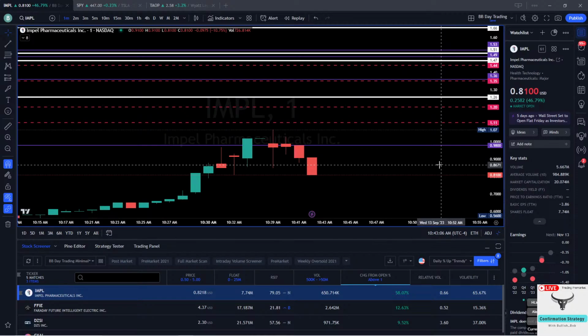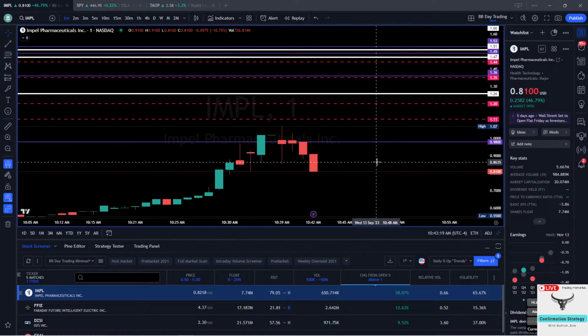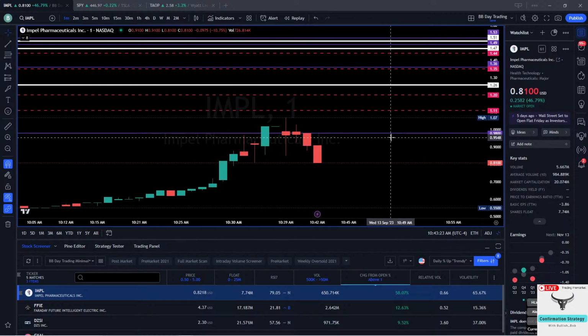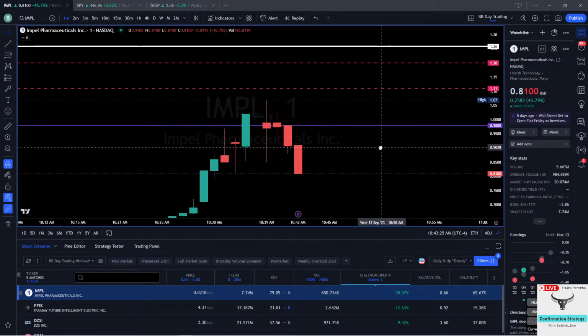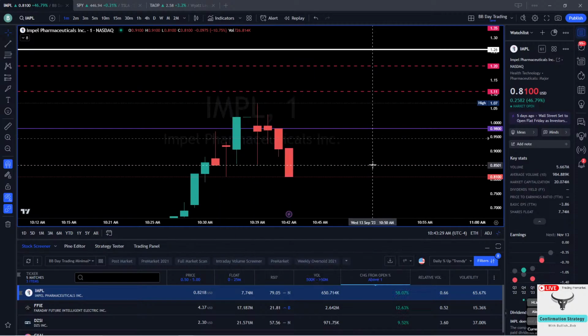Hey all. So right now we've got a chart up. I'm using TradingView for my charting platform. That's what I typically use for all charting. What I love about TradingView is it's really handy. If I want to put on an alert here, say I want to watch this key level right here, I can just right click, add alert, and there we go. We just create it and we're good to go.